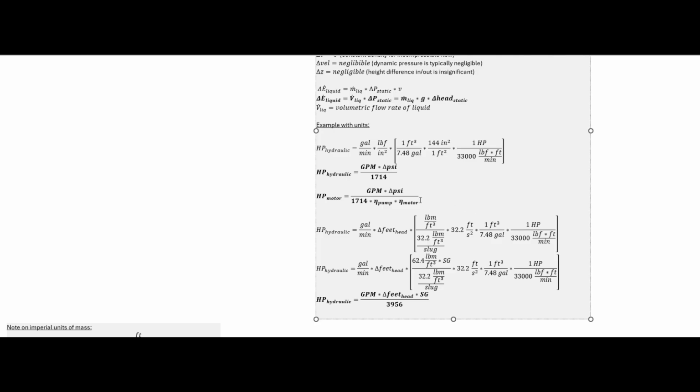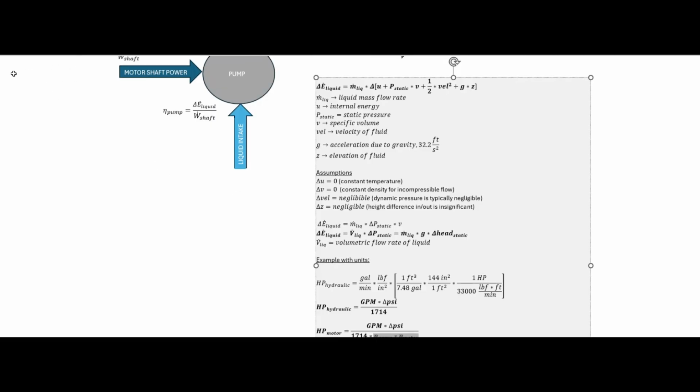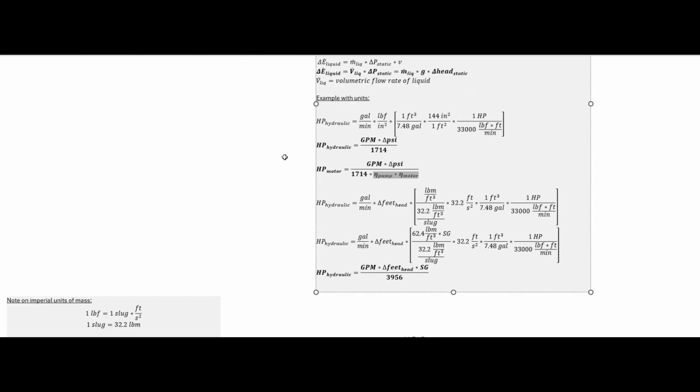And if you want to convert that to the amount of electrical power into your motor that's required to give you that hydraulic output, you simply take that equation above and divide it by your pump efficiency and then divide by your motor efficiency. The product of those we call wire-to-water efficiency, which is the efficiency from the electricity that goes into your motor to the power that ultimately ends up being added into your liquid. I like this equation the best.